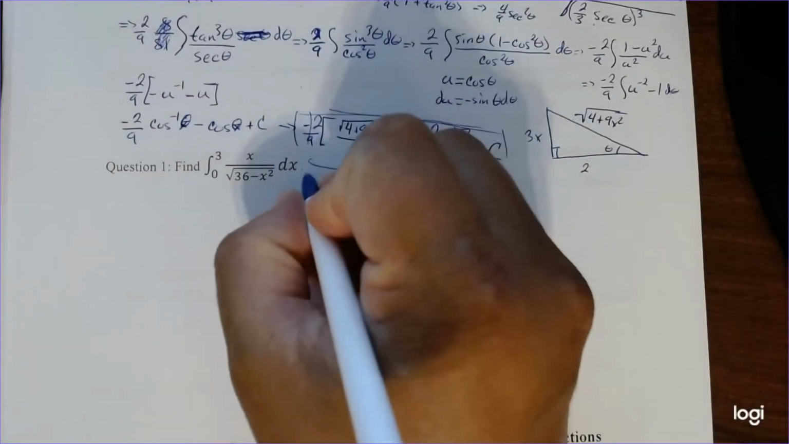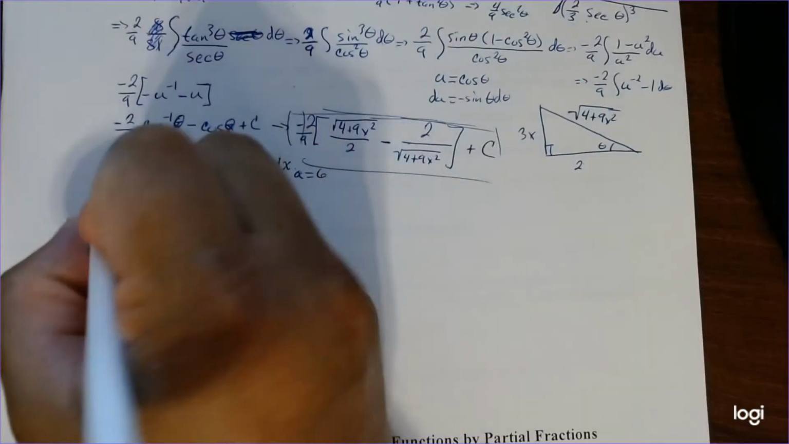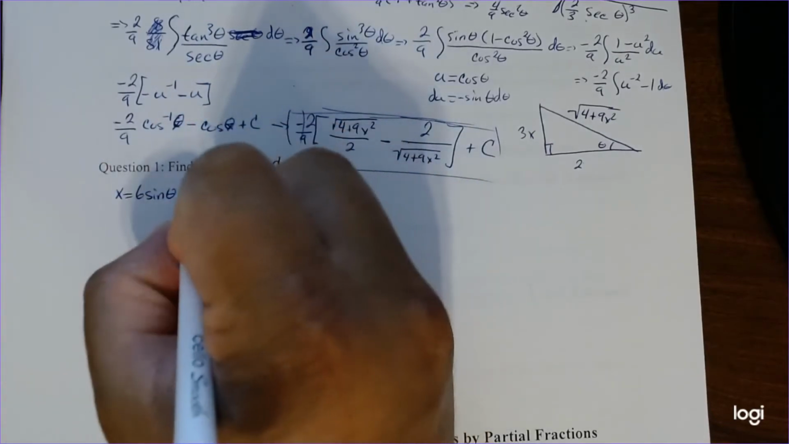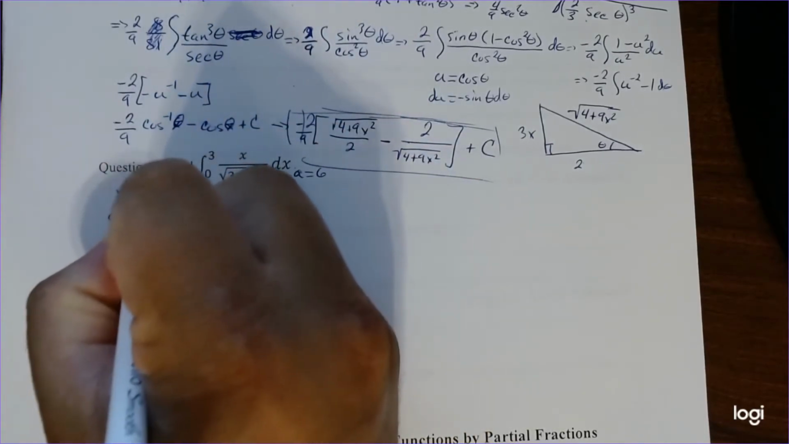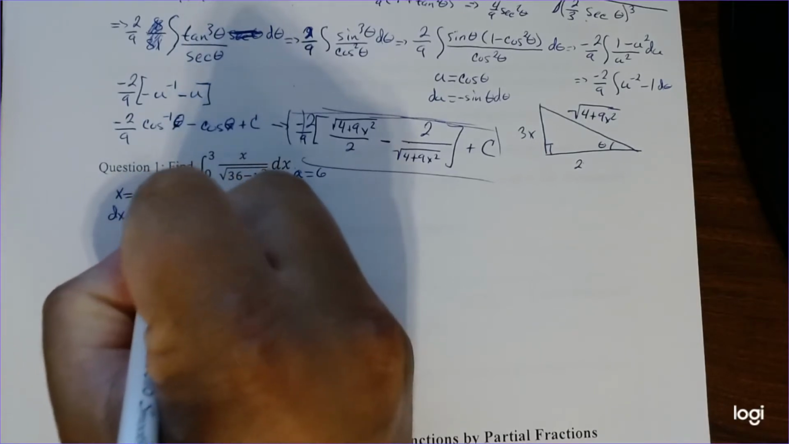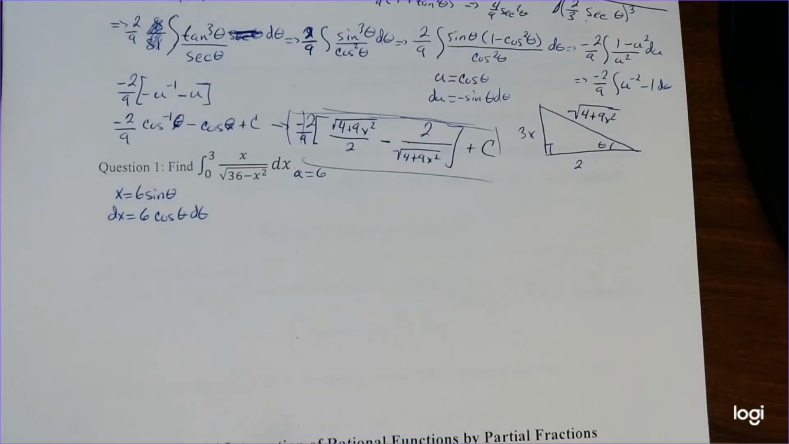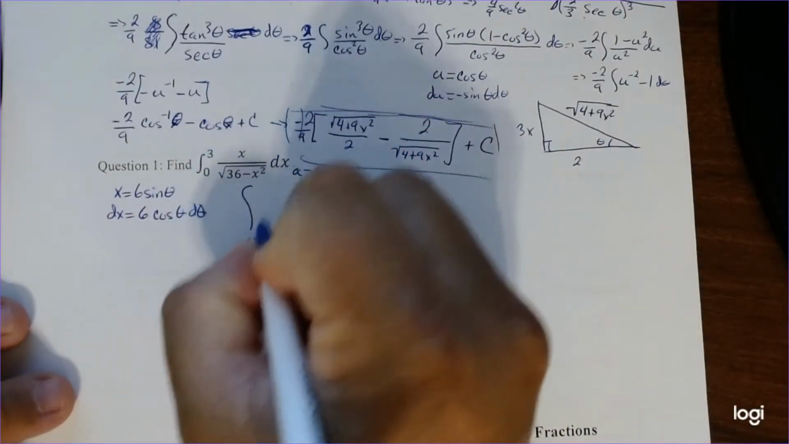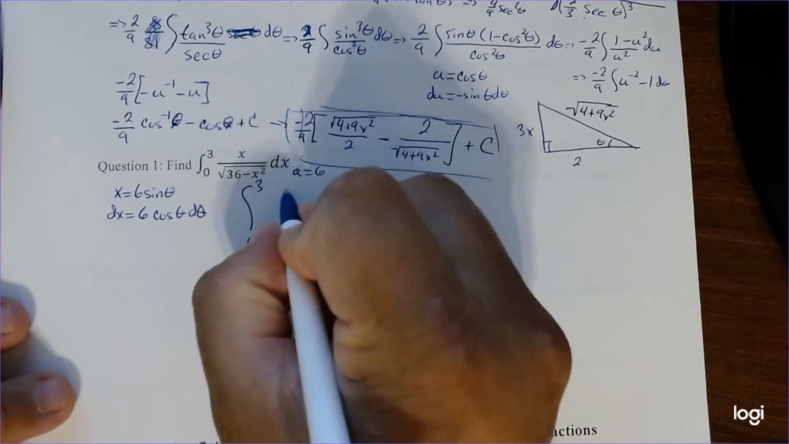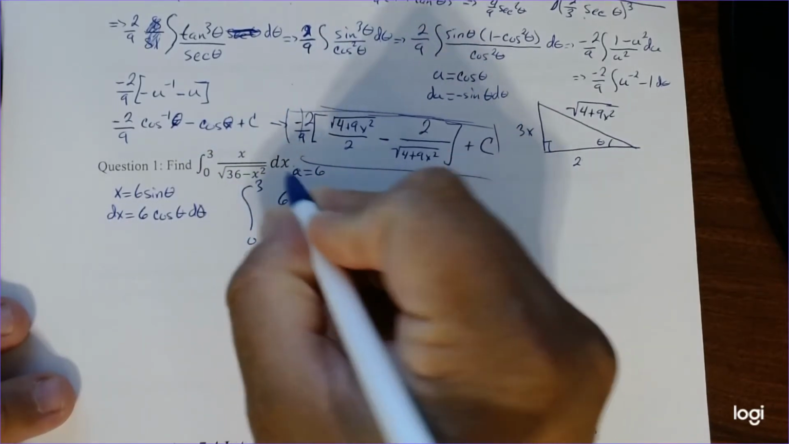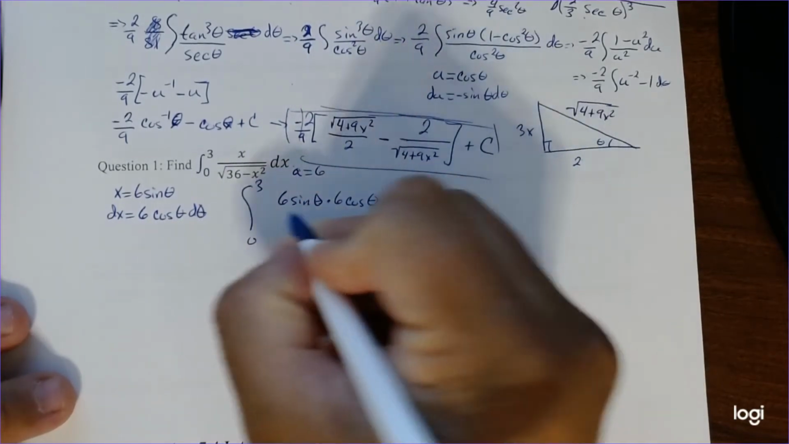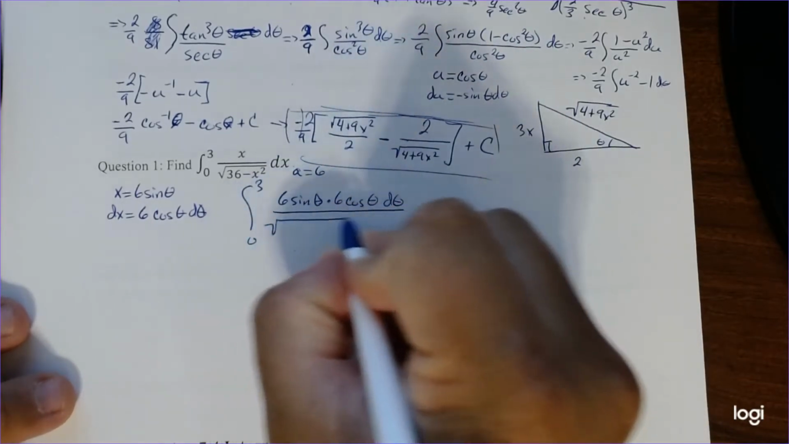All right, so we know a is going to be 6. So we're going to have x is equal to 6 sine theta. Therefore, the derivative is going to be 6 cosine theta d theta. Okay. And then we just plug it in and see what we get out, right? So this is going to be an integral 0 to 3 of just x, so 6 sine theta times dx, which is all of this, all over this.